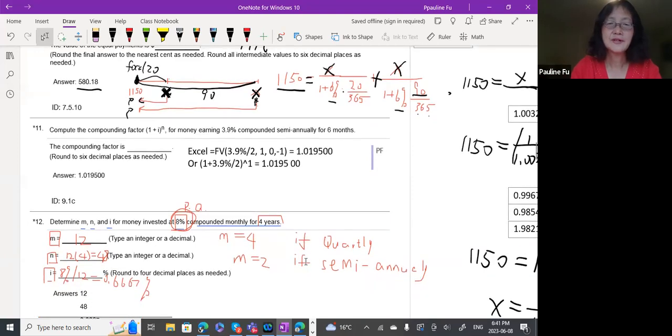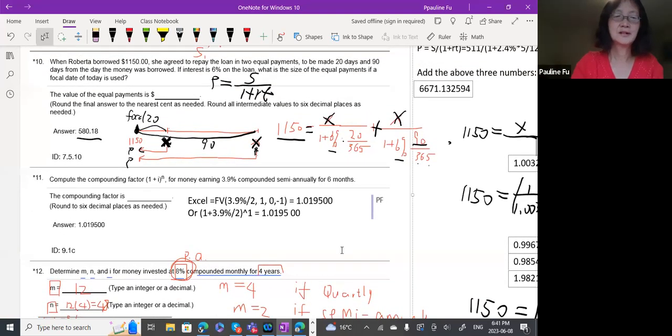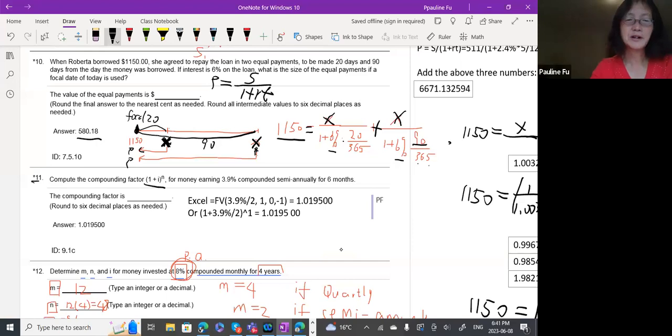Okay, let's do question 11. Compute the compounding factor 1 plus i raised to power n for money at 3.9% compounded semi-annually for 6 months. So we just directly plug in this formula here. So 1 plus i, which I already wrote down here. I is 3.9% compounded semi-annually, so you have to divide it by 2.